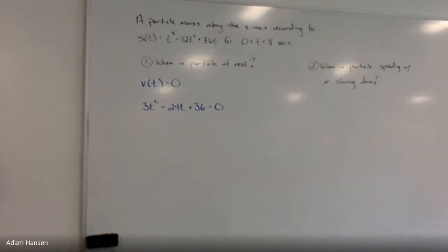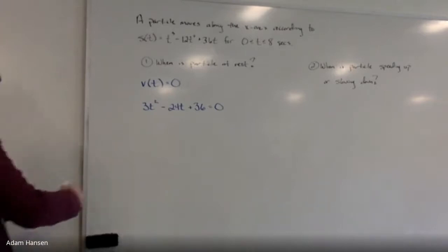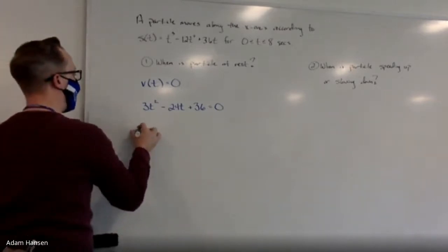How should we solve? Factor. Everything's on one side. I got 0 on one side. What GCF could I factor out first? 3. So let's divide everything by 3.